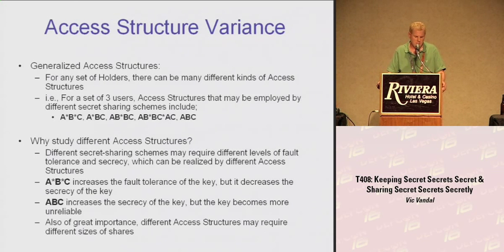For any set of holders, there can be many different kinds of access structures. For example, for a set of three users, you can use a lot of different access structures. In this case, A or B or C means that all of these entities hold a big enough piece of the secret or the whole key to where any one of them can retrieve the information. Or you can have it where A holds a big piece and B and C, if they get their information together, they can recover the protected data. Or A, B, and C all together, the last example, can recover it.